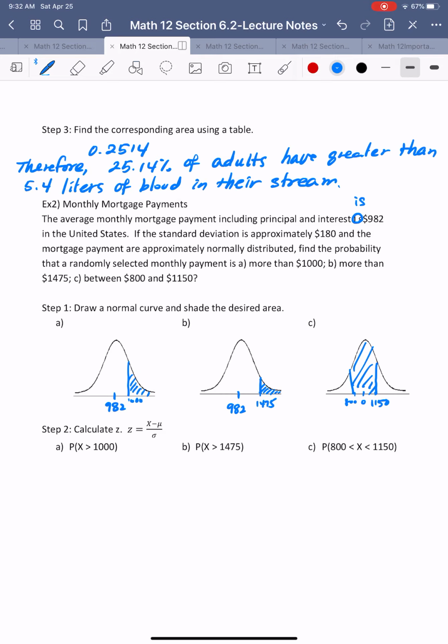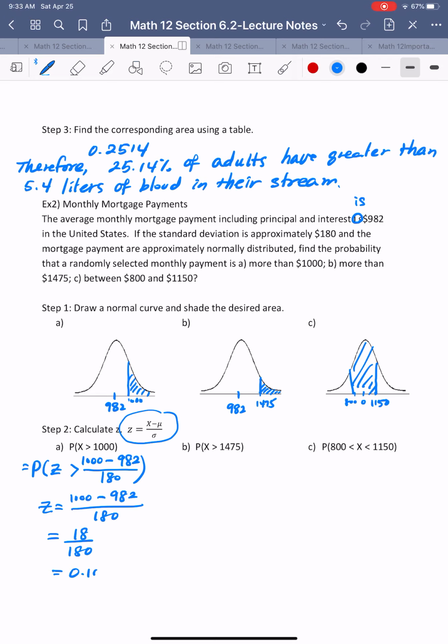So we are using this formula in order to find the z. P of z is greater than, x is 1,000 minus mu, which is 982, over the standard deviation, which was 180. When you simplify that, z is 1,000 minus 982 over 180, so z becomes 18 over 180, which is 0.10.